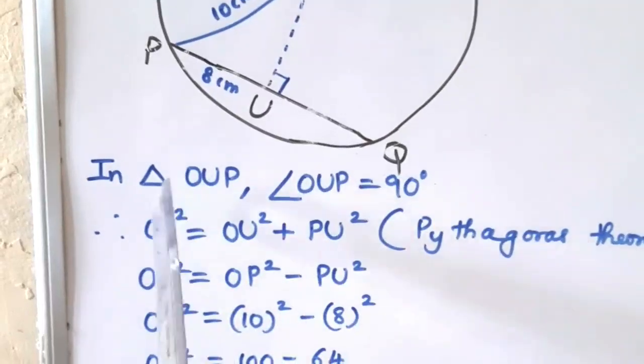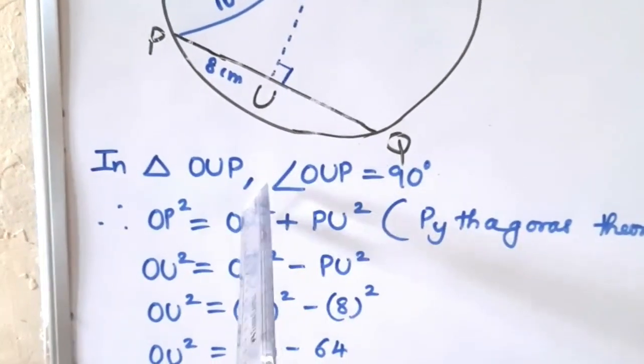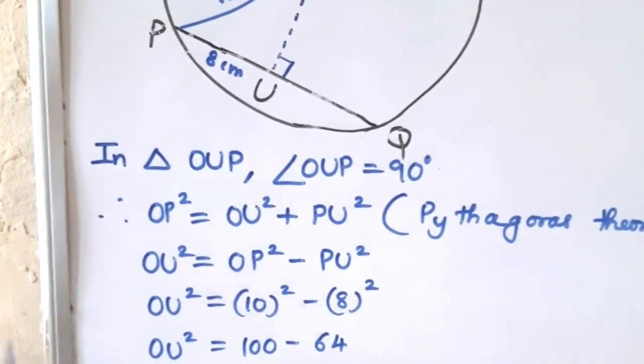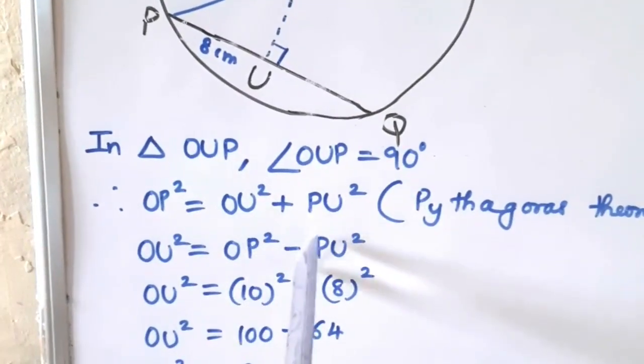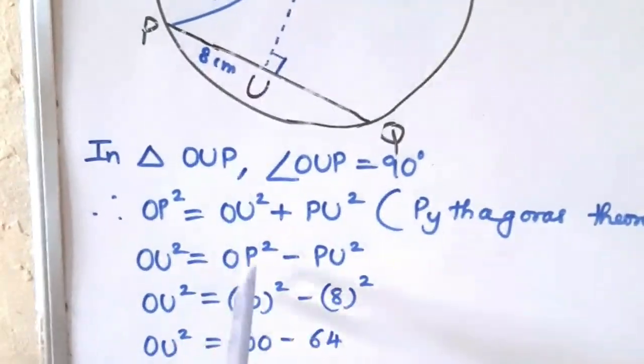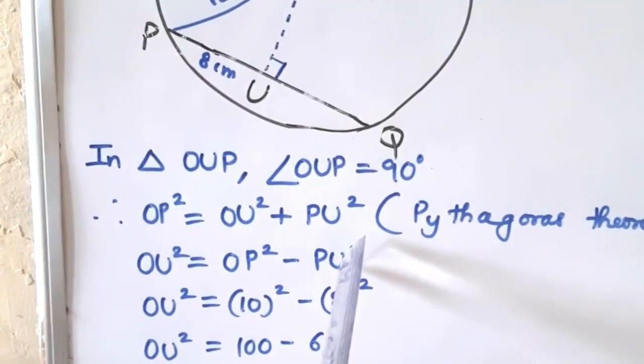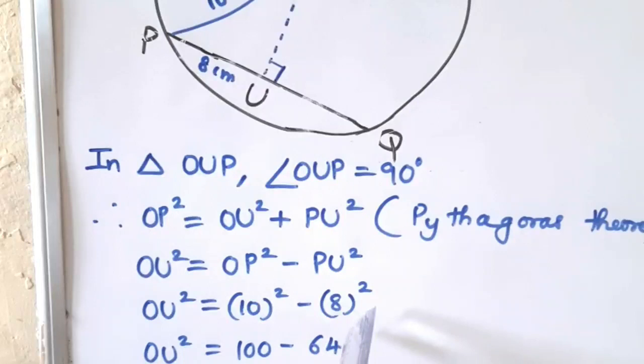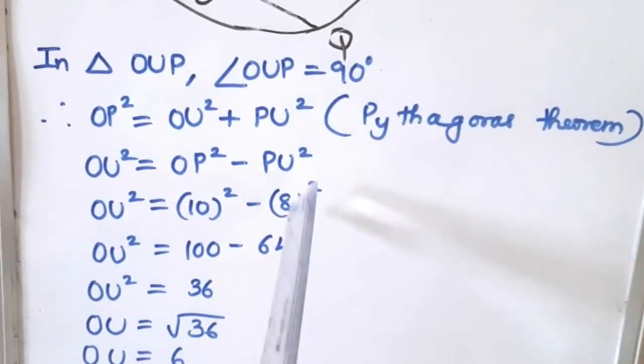Now in this, we know OP square and PU square. Therefore, OU square will come here. OU square is equal to OP square minus PU square. OU square is equal to OP is 10 centimeter, so 10 square minus PU square. PU is 8 centimeters, therefore 8 square. 10 square is 100, 8 square is 64.